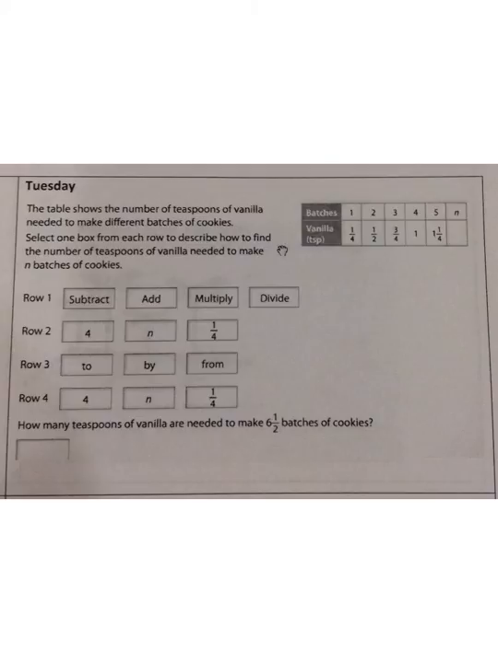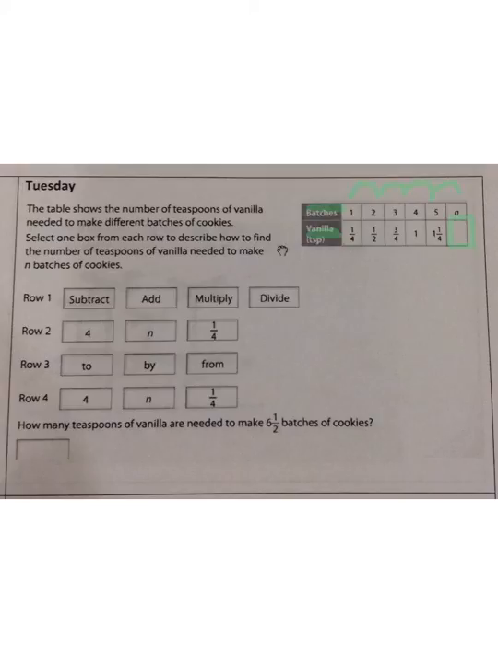Tuesday, the table shows the number of teaspoons of vanilla needed to make different batches of cookies. Select one box from each row to describe how to find the number of teaspoons of vanilla needed to make n batches of cookies. So when this first one pops up, you're going to select the correct combination. So a word from row 1, row 2, row 3, row 4. So this is what you're looking at, and you want to find the pattern of what is happening between the number of batches and the number of vanilla. So we want to come up with a rule to figure out where we could substitute any number of batches to find out how much vanilla we would need. So enter the correct combination first.